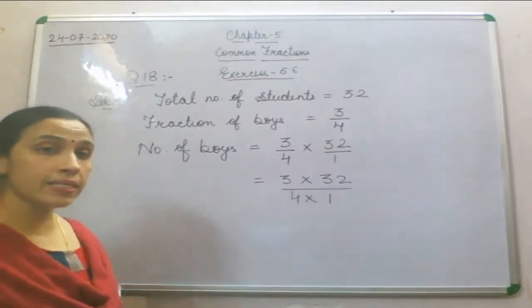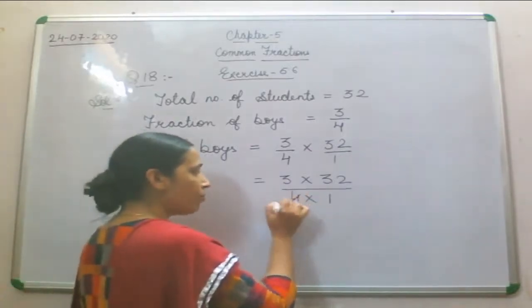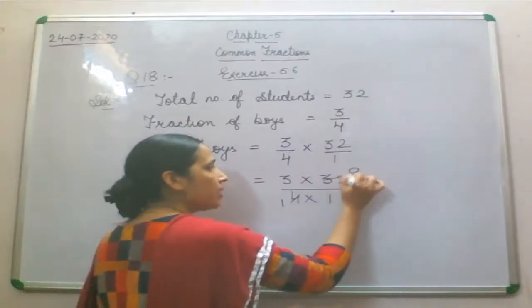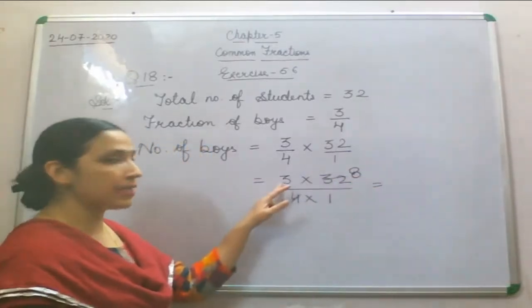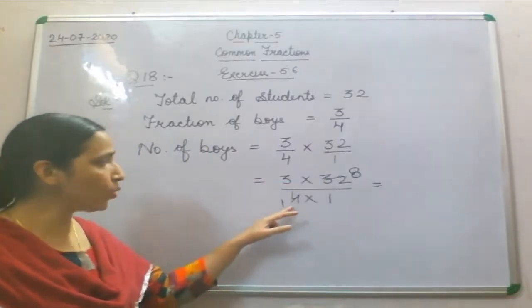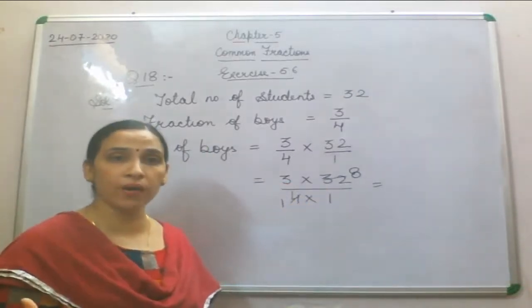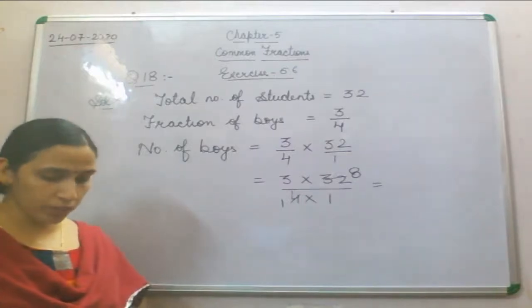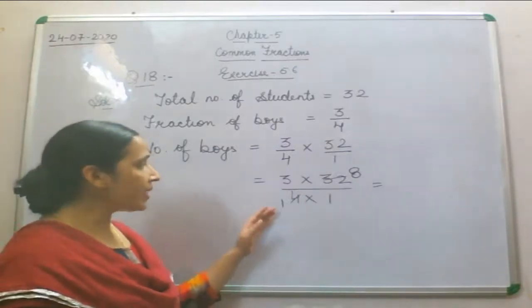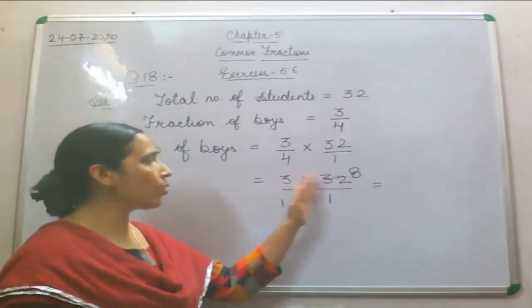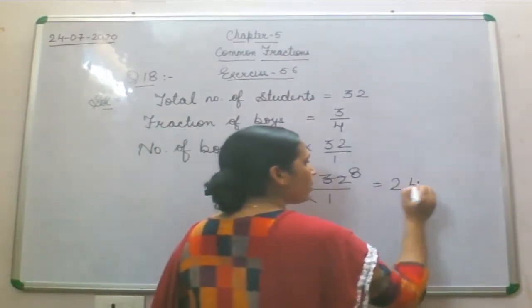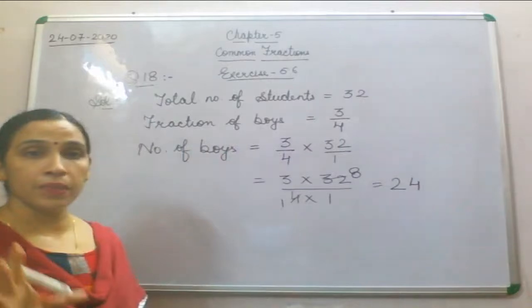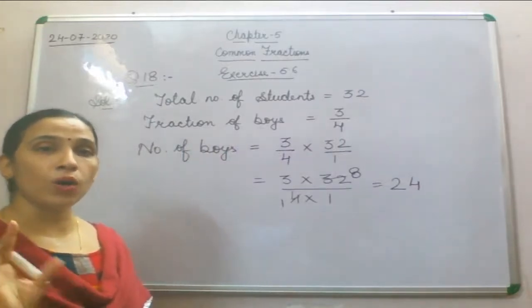Now what is the next step? 4 ones are 4, 4 eights are 32. Now 8 will be multiplied by 3, because in 4 and 32 we have 4 as a common factor. In the table of 4, 32 is coming, so we will cancel it out. 4 eights are 32. Now 8 threes are 24. So this will become the number of boys.